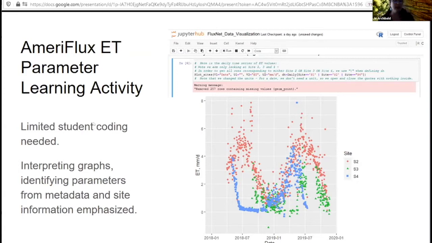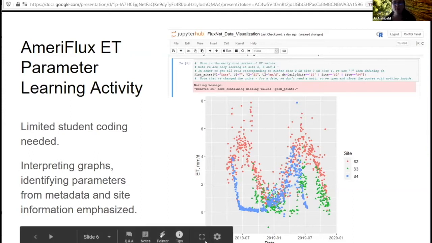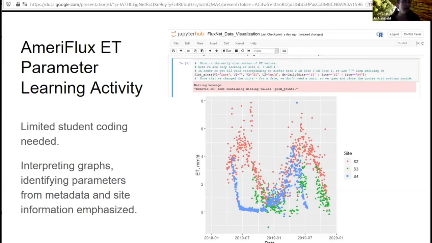We're trying to get the students to focus on how they extract useful information from the data source, from the Ameriflux website. How do they figure out where their parameters of interest are within the data set? How do they interpret the metadata? And what are the different site characteristics and how does that play into what they would expect to see seasonally here? So this is an example of a plot that is created automatically for students.